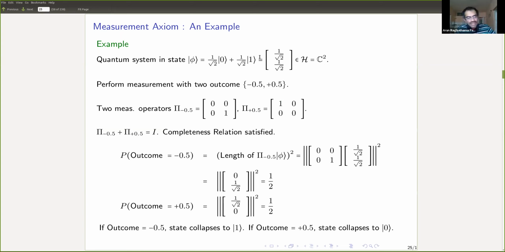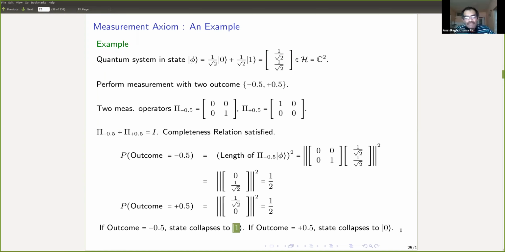So suppose I make the measurement, then the probability that I get the outcome minus 0.5 is exactly the length of projection, which is half. So with half probability, I get the outcome minus 0.5, and with half probability, I get the outcome plus 0.5. And if my outcome is minus 0.5, then my state gets collapsed, right? So the state gets collapsed to ket 1. And if I get the outcome 0.5, my state collapses to ket 0.